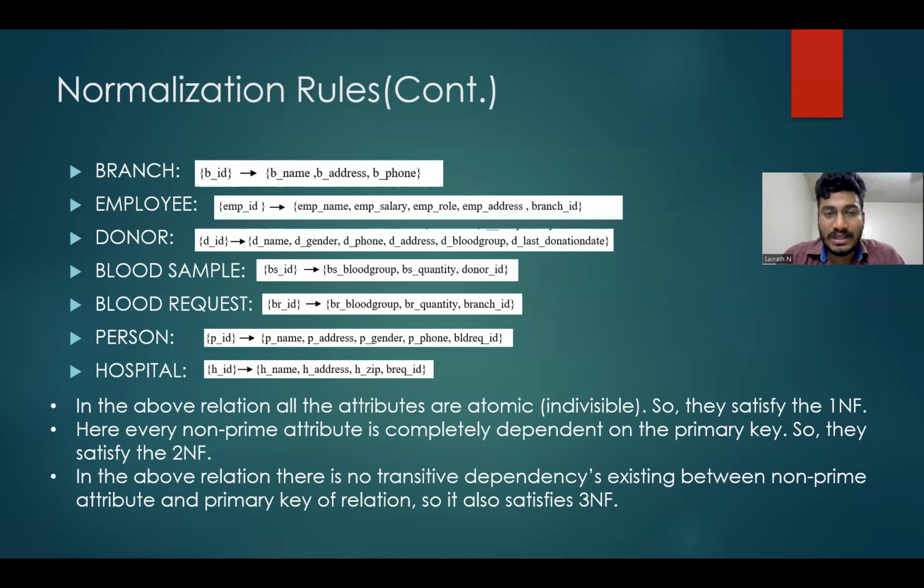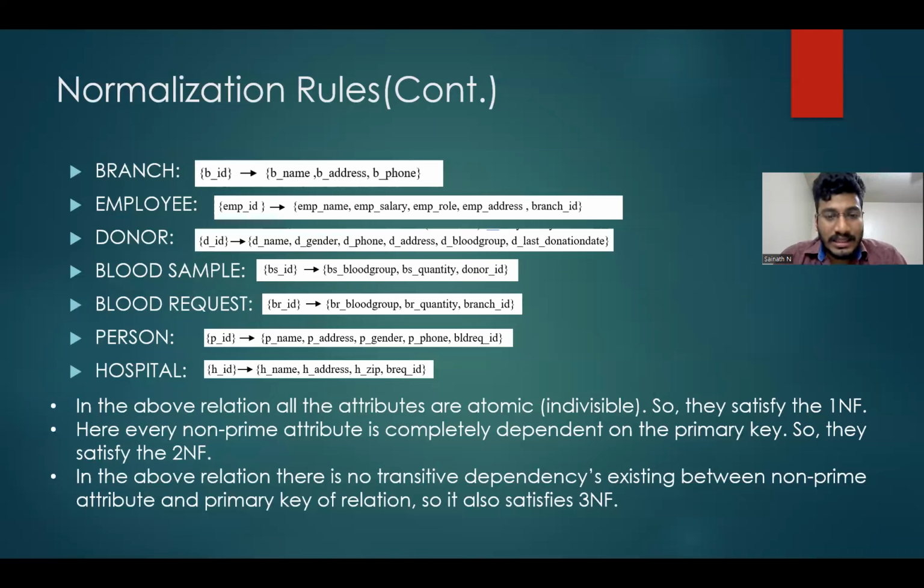Coming to blood request, using the blood request ID, I can derive the blood group, quantity, and branch ID. And person is nothing but the individual or the requester. Using his or her ID, I can derive the name, address, gender, phone, and the blood request ID. Coming to the hospital table, using the hospital ID, I can determine the name, address, and zip, and the blood request ID that they have raised to request blood.